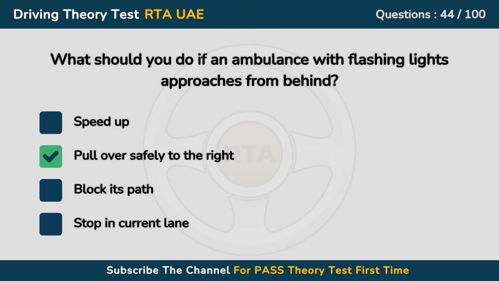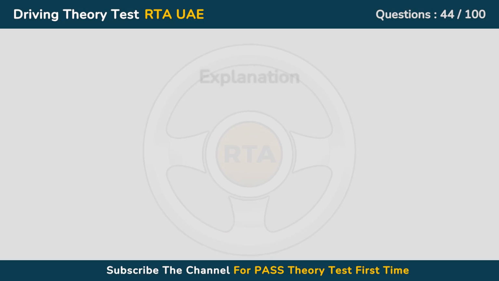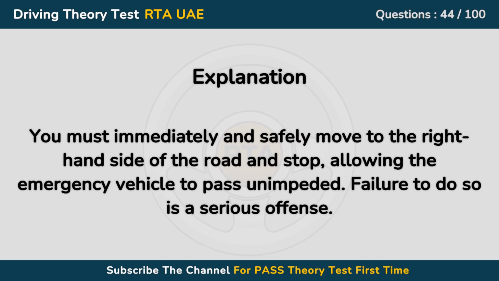Answers is B. Pull over safely to the right. You must immediately and safely move to the side of the road and stop, allowing the emergency vehicle to pass unimpeded. Failure to do so is a serious offense.